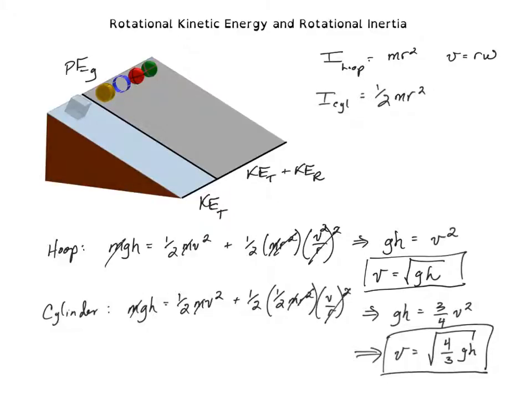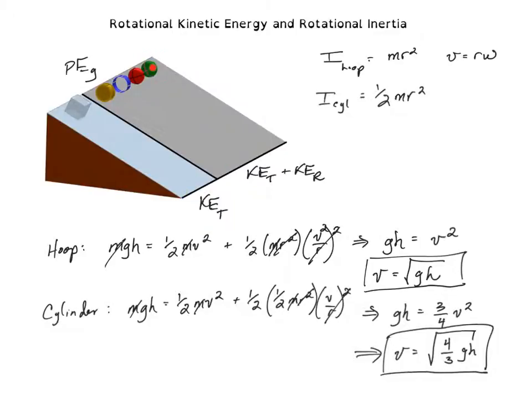Now, why is that? Well, again, the cylinder here has more mass located around the center or the axis of rotation compared to the hoop. The hoop's mass is all along that radius. So what does this mean for rotational kinetic energy and in terms of rotational inertia? Well, the higher the rotational inertia of that object, the more rotational kinetic energy you're going to have. Therefore, the less translational kinetic energy you're going to have at the bottom of this ramp.